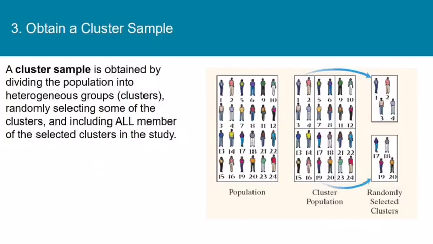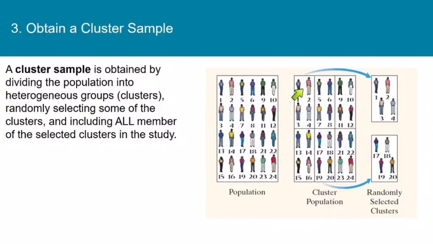Okay, so here's a little picture to help. We have a population. We divide the population into heterogeneous groups. Now this is different from a stratified sample, because remember, in stratified sampling we divide the population into homogeneous groups where they all share some major characteristic. But in cluster sampling, we're dividing the population into heterogeneous groups. So each group should be pretty similar to each other group. We randomly select some of the groups, but then every member of the selected groups becomes part of the sample.